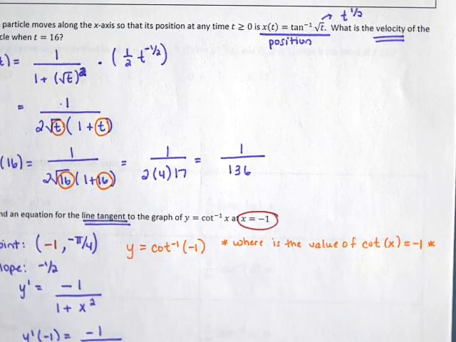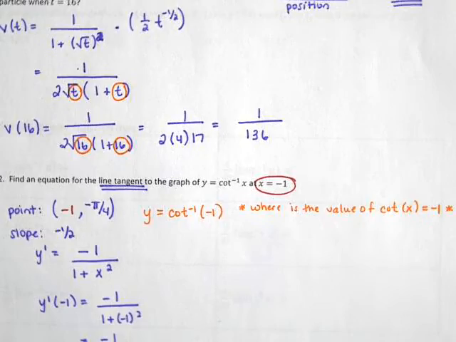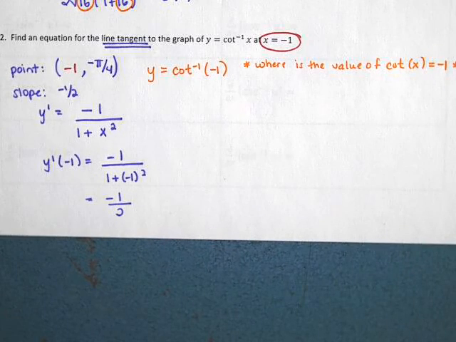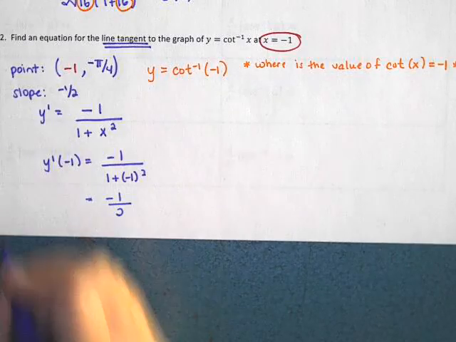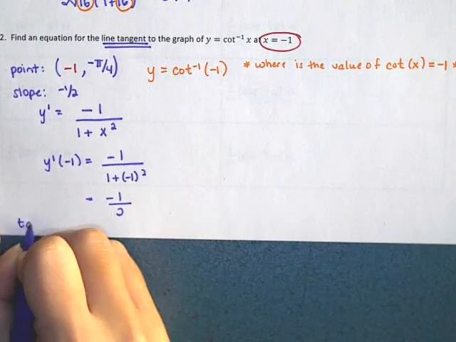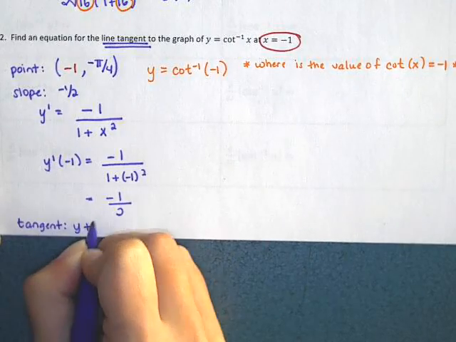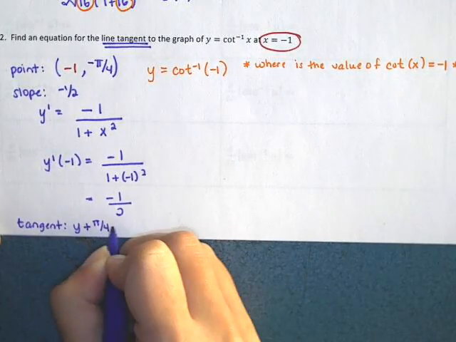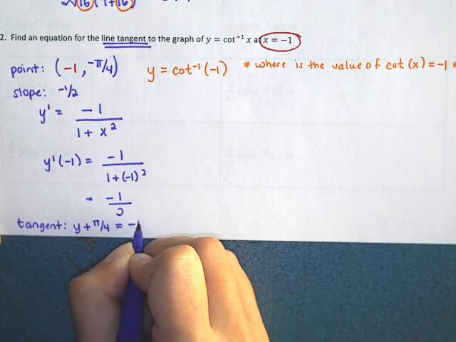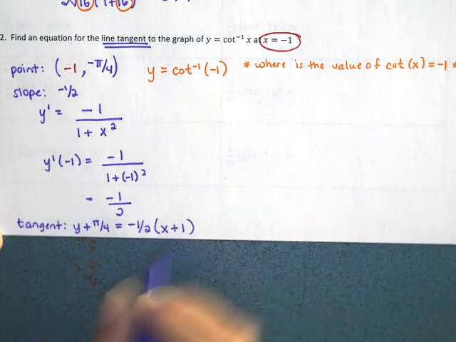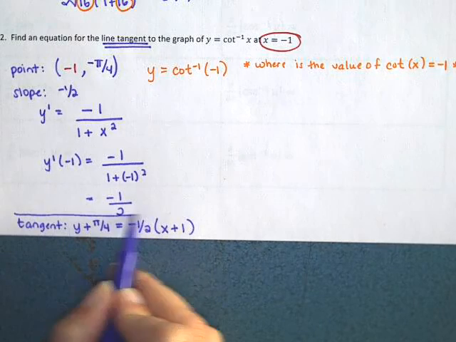So last but not least, my tangent line, you can't see what I just wrote down, just kidding. Write that down. Woo! Last but not least, my tangent line equation would be y plus pi over 4 equals -1/2 times x plus 1. And that would be my final answer.